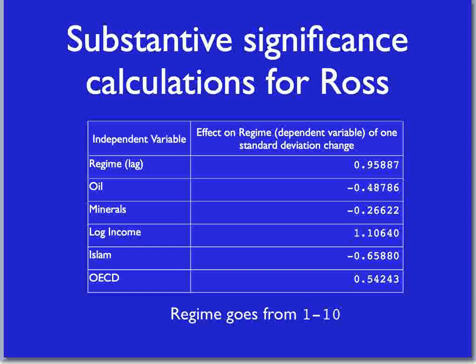If you do those calculations, however, what you find is that the two biggest effects in substantive terms are lagged regime, which doesn't surprise you because, after all, whether or not you were a democracy 5 years ago is a pretty good predictor of whether or not you're a democracy today, and also income, or GDP. And so that doesn't surprise us either, in light of what we saw in the first half of the lecture. Richer countries are more democratic. What about the other things he talks about?